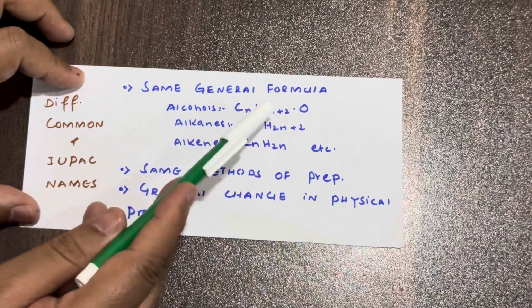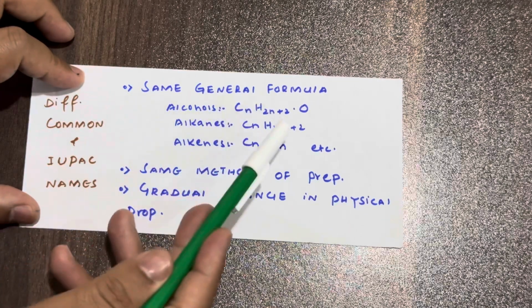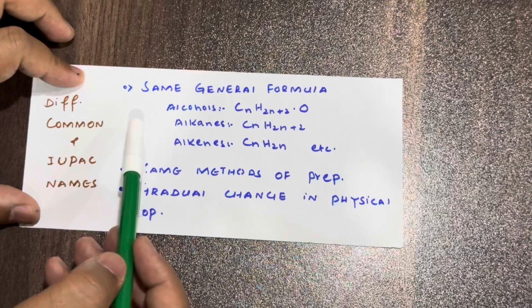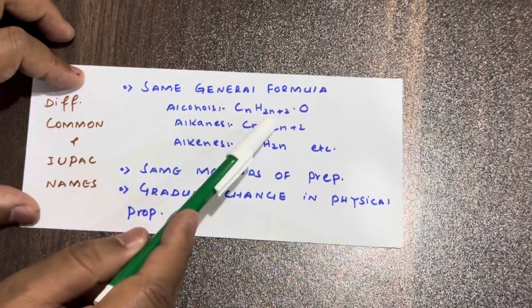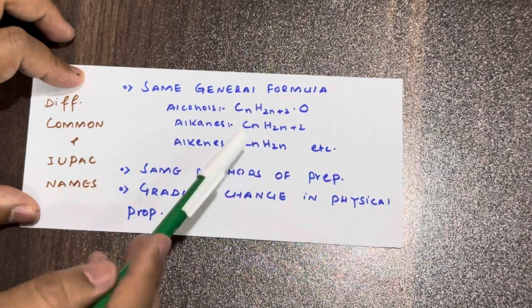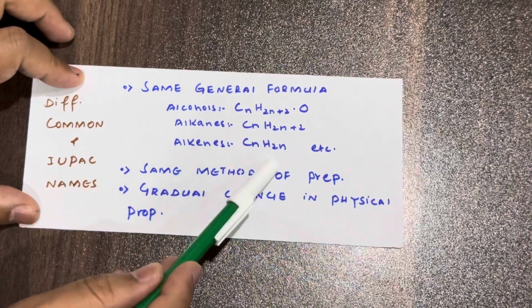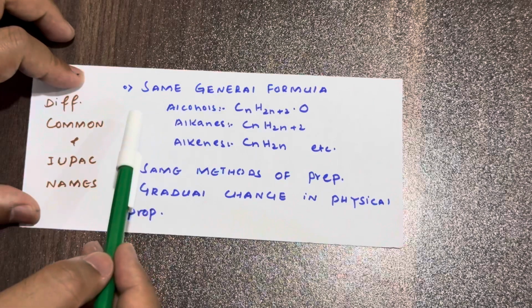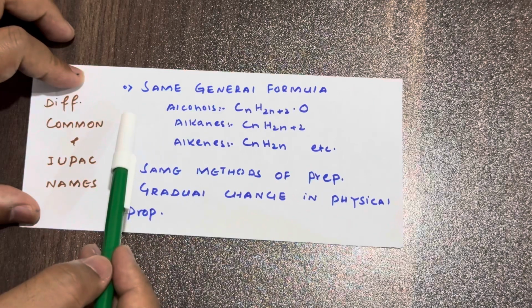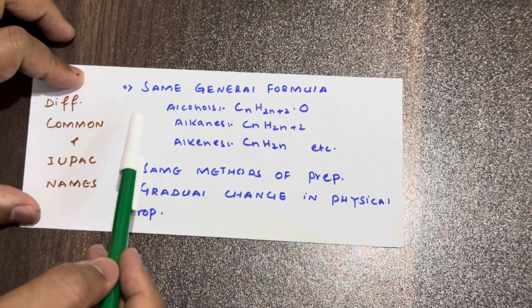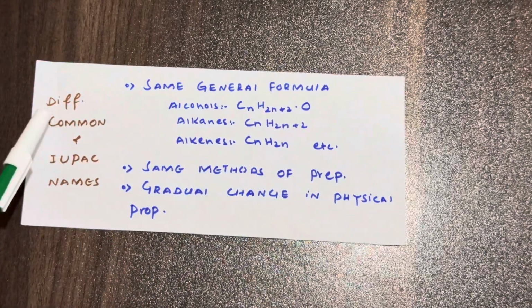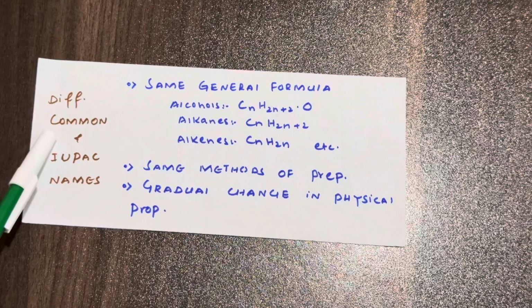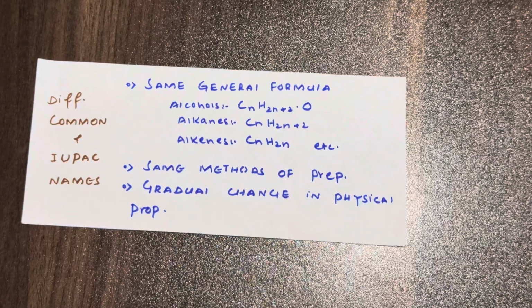They have the same general formula. One homologous series has one general formula which represents their molecular formula actually. Just like for the alcohols, the general formula is CnH2n+2O. Alkanes CnH2n+2, alkenes CnH2n. Similarly for alkynes, that is CnH2n-2. So one homologous series has one general formula. But the members of a homologous series, no doubt, have different common and IUPAC names.